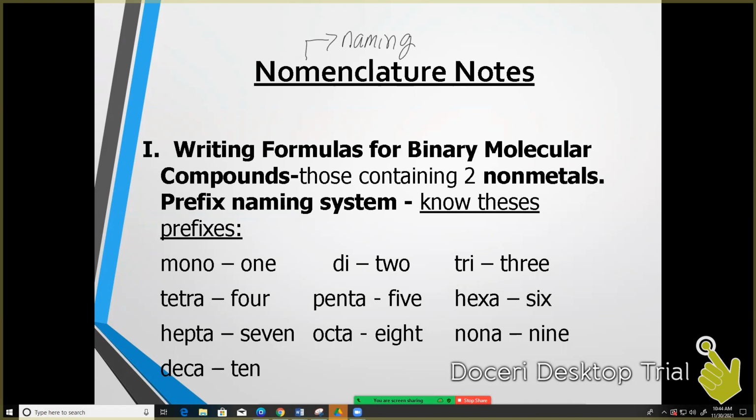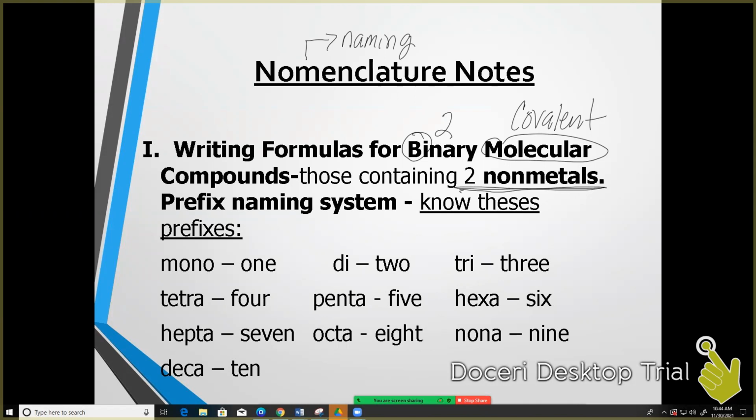So today we're going to look at binary molecules. Bi means two, so these are compounds that are made up of two elements. And molecular means covalent. Covalent compounds are nonmetals combined. So what we're looking at today are compounds made up of two nonmetals.